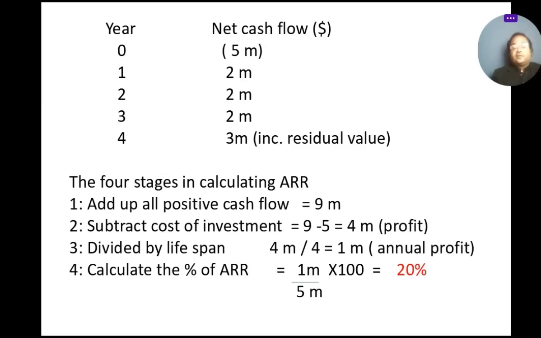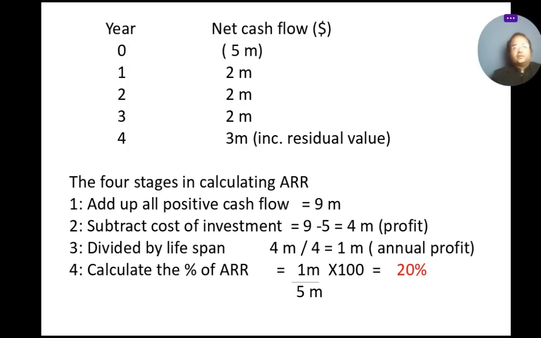So in year zero, the starting year, you invest $5 million. The first year you get an inflow of 2 million. Second year again 2 million. Third year 2 million, and fourth year 3 million. Then you sell your project. The fourth stage in calculating ARR is to add all positive cash flow.